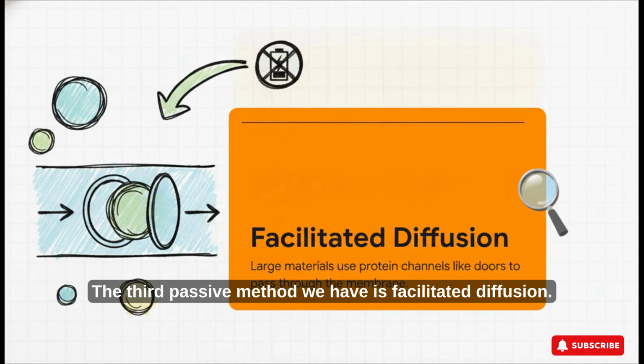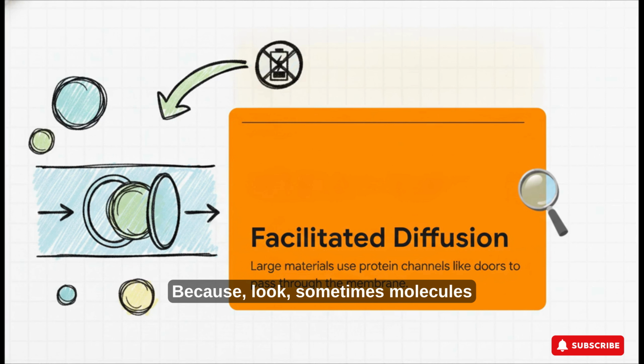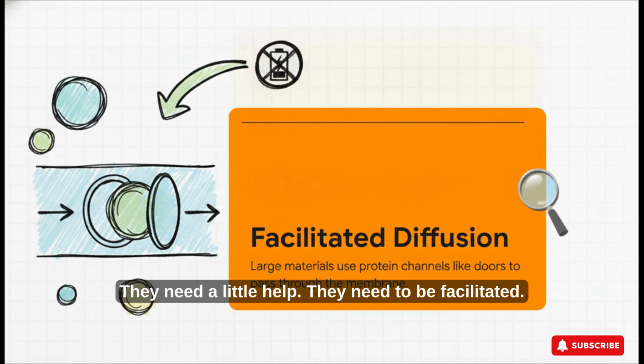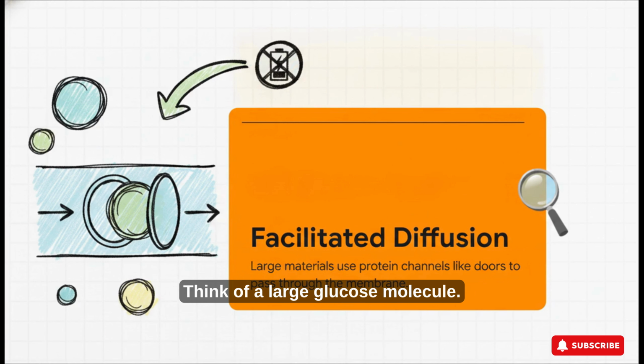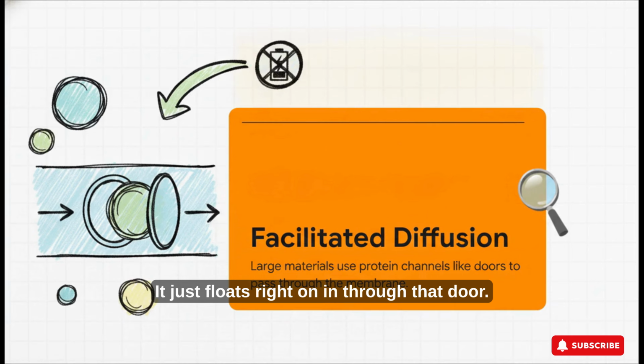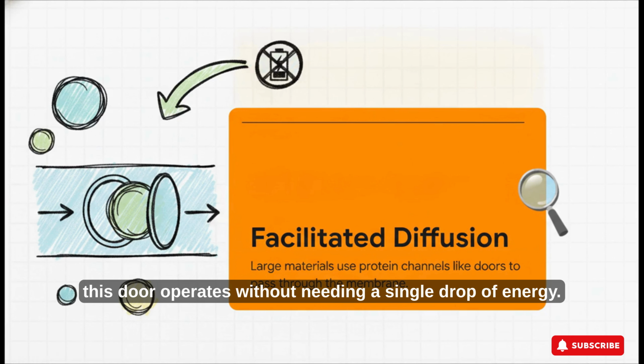The third passive method we have is facilitated diffusion. Because, look, sometimes molecules are just too big to squeeze through the cellular membrane by themselves. They need a little help. They need to be facilitated. Think of a large glucose molecule. It can't just pass straight through the wall, so it uses a protein channel, which acts exactly like an open door in the membrane. It just floats right on in through that door. And remember, because this is the passive path, this door operates without needing a single drop of energy.